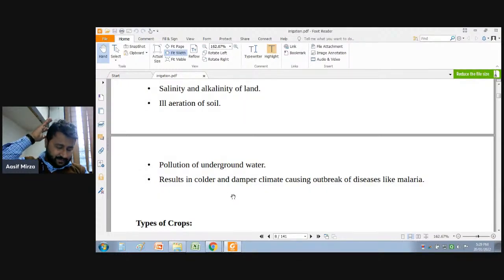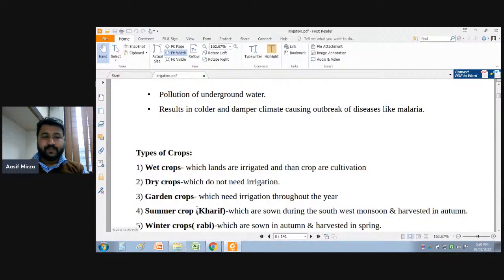So these are the few disadvantages in the irrigation, which can be overcome by using proper treatment. Okay, now moving toward the types of crop.